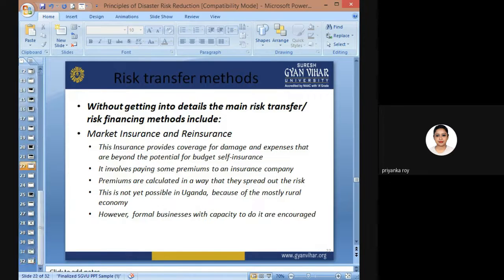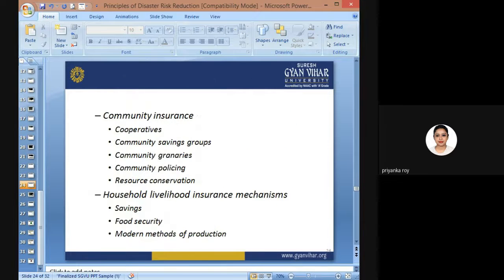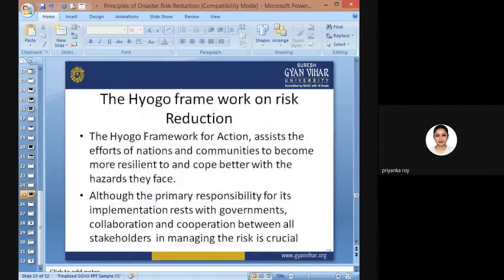Then we have again, risk transference. Without getting into details, the main risk transference and risk finance methods are marketing insurance, various insurance and reinsurance policies, budgets and self insurance, allocation of a small portion of budget for self sustenance, community insurance, household and livelihood insurance mechanisms.